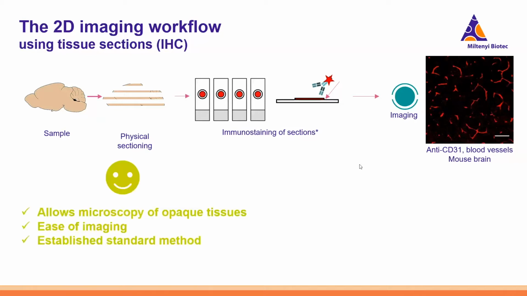What is great about this workflow is that it allows the microscopy of opaque tissues that we could normally not analyze. This was the example of the onion I showed before. The imaging of these tissue sections is straightforward, and since it has been an established standard method, a lot of protocols are out there, a lot of optimization has been done, and it's basically performed in every lab, very straightforward.